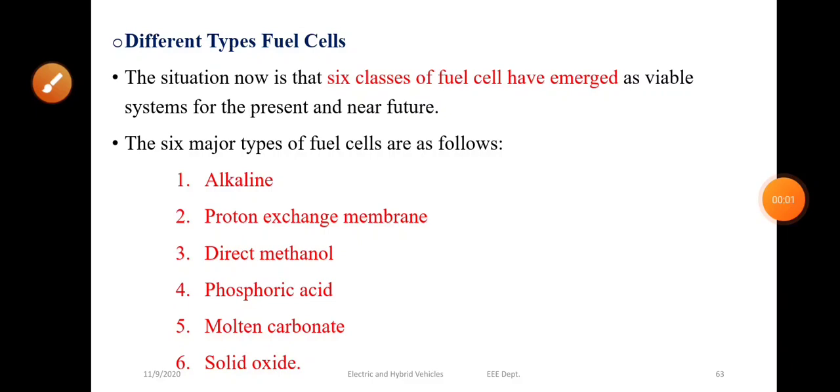Hello students, next topic is different types of fuel cells. Based on the electrolyte used inside the fuel cell, the different types of fuel cells are alkaline, proton exchange membrane, direct methanol, phosphoric acid, molten carbonate and solid oxide.